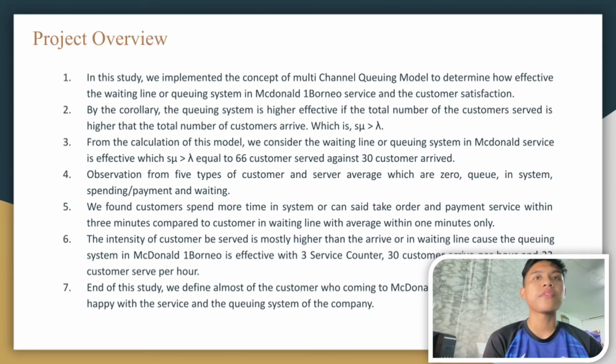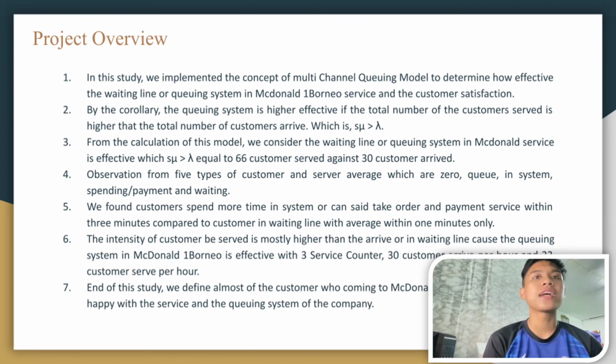Observing 5 types of customer service averages, which are zero, queue, in system, spending or the payment, and the waiting, we found customers spend more time in the system, that is to set, take order and the payment service, within 3 minutes compared to customers in the waiting line, which averages within 1 minute only.